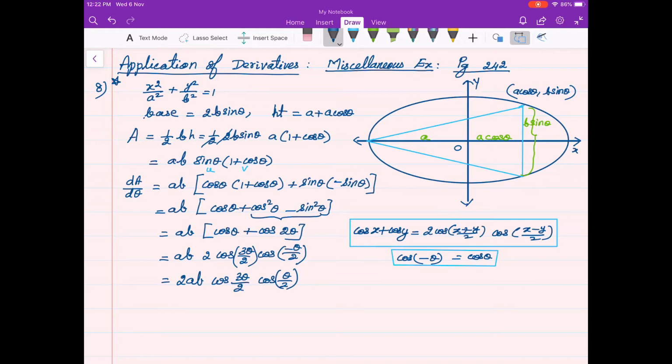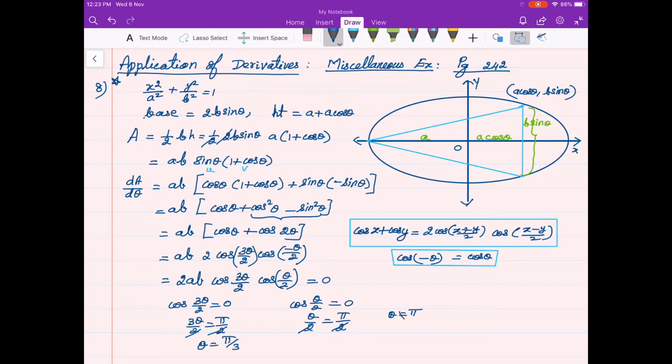Equate this to 0. cos of 3 theta by 2 is 0. Therefore, 3 theta by 2 is pi by 2. Therefore, theta is pi by 3. And here we get cos theta by 2 equal to 0. Therefore, theta by 2 is pi by 2. Therefore, theta equals pi.